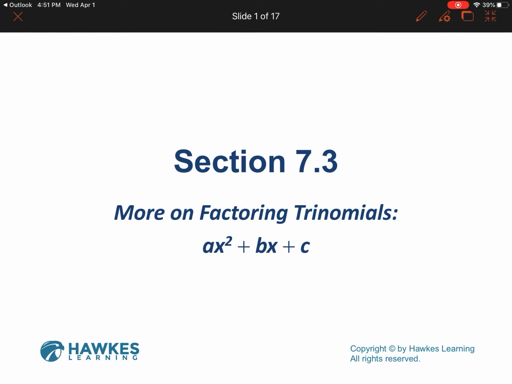Hi, this is the video for section 7.3. We're going to do more factoring. This time they get a little more complicated because there could be a number in front of the x squared. In the last section, we only did the ones that had a 1 in front of the x squared. Well, an implied 1 because we didn't actually write the 1 there, but this time they can have any number there.